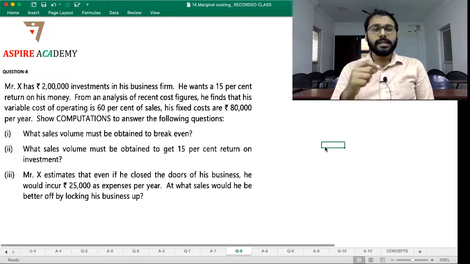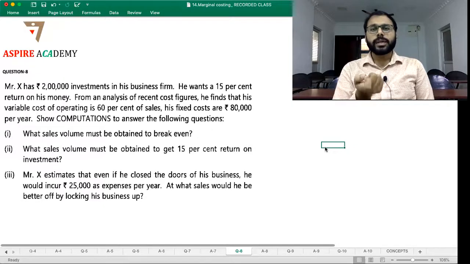If you see, they have given you information on variable cost. They have given you the investment that is made by the businessman. They have also given the return on investment that is required by him. So one new thing that we are going to study here is what is going to be the better off point, or what is the minimal sale that a business firm has to do.